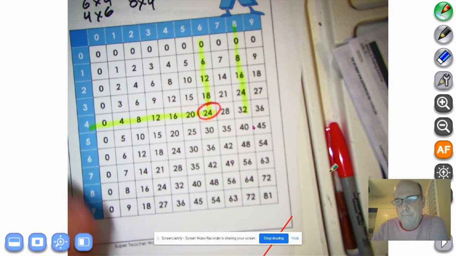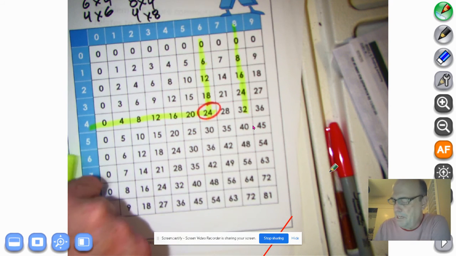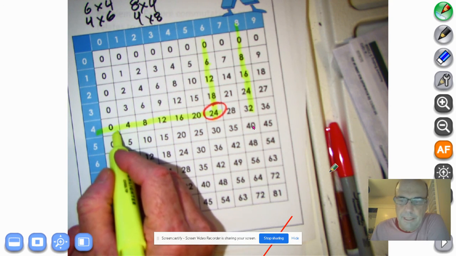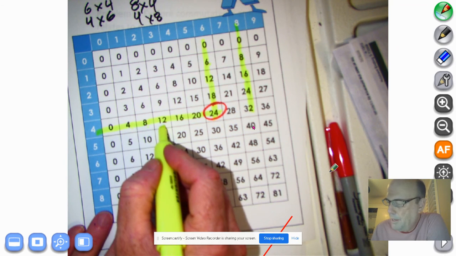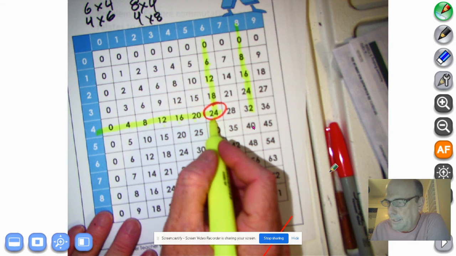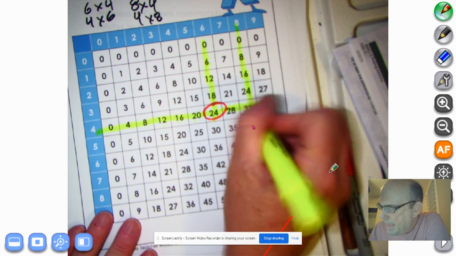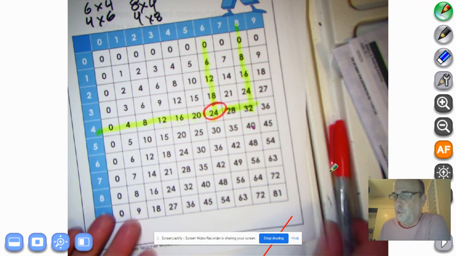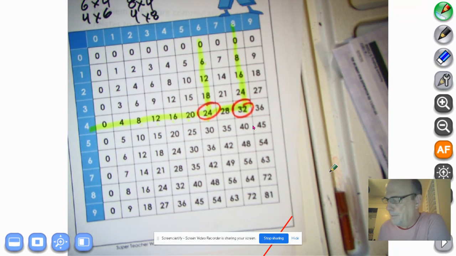But what about 4 times 8? Will the commutative property work there? So I'm going to go down here to 4. 4 times 0 is 0. 4 times 1 is 4. 4 times 2 is 8. 4 times 3 is 12. 4 times 4 is 16. 4 times 5 is 20. 4 times 6 is 24. We already did that one. 4 times 7 is 28. And 4 times 8, look at that. The commutative property holds true once again. Nothing can stop the commutative property.